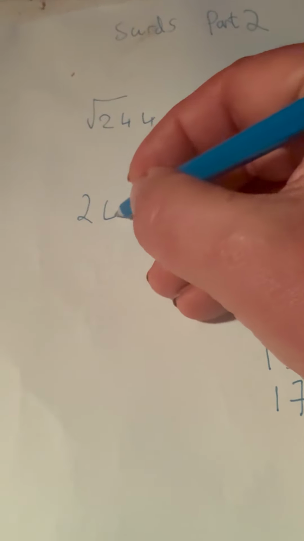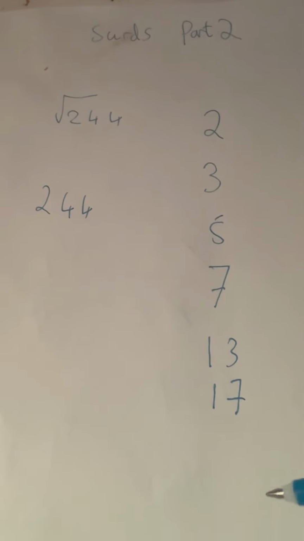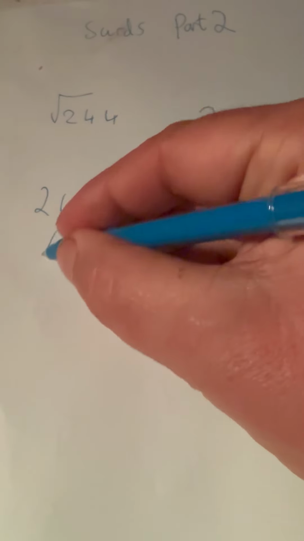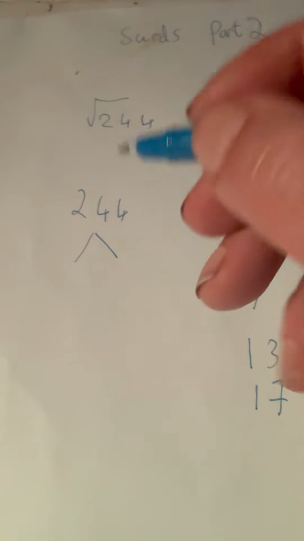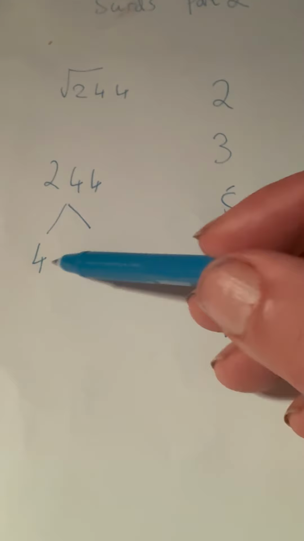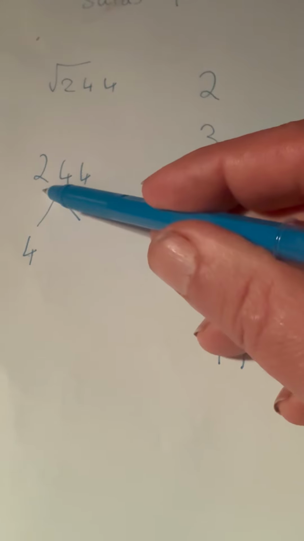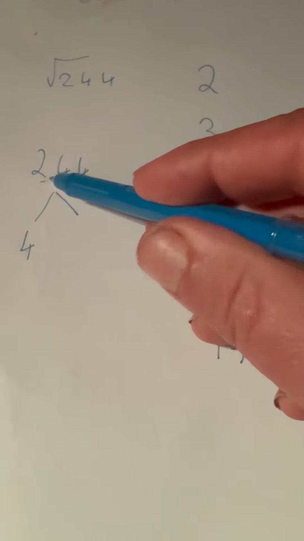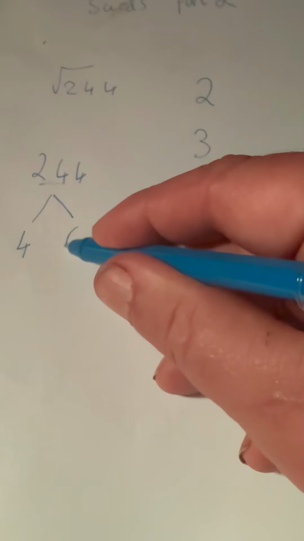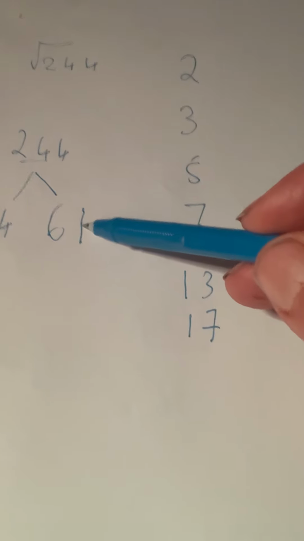If I have 244, you're looking for one of these numbers that will go into 244, or a multiple of them. In fact, I'm going to cheat. I'm going to use 4. Can you see 4 will go into 244? 4 will go into 24 6 times, and it goes into 4 once. Question is, is 61 prime? The answer is yes.